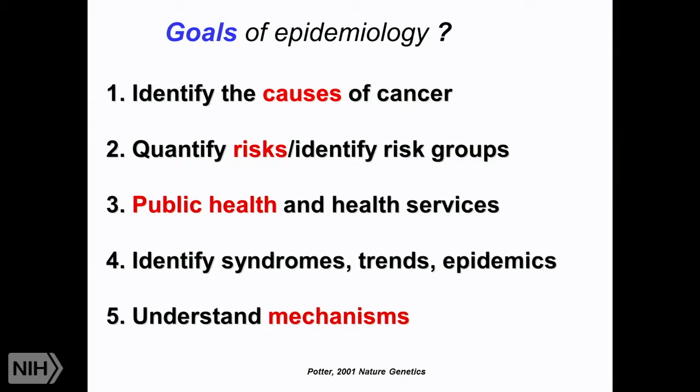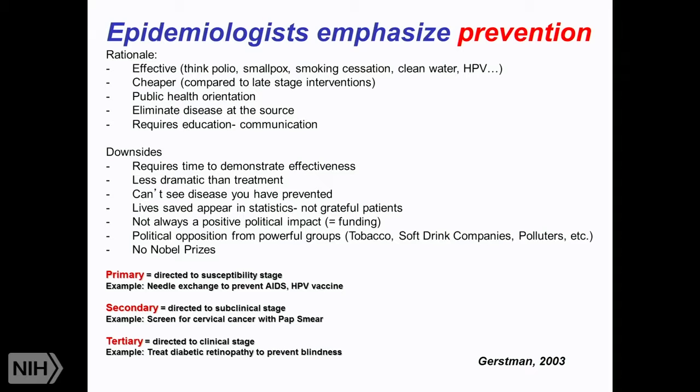Epidemiologists tend to emphasize prevention. So think about vaccines, think about clean water, smoking cessation. This approach tends to be much cheaper than treatment. And so it's really, in that way, a very effective and good approach. We want to eliminate disease at the source. It generally requires education and communication.